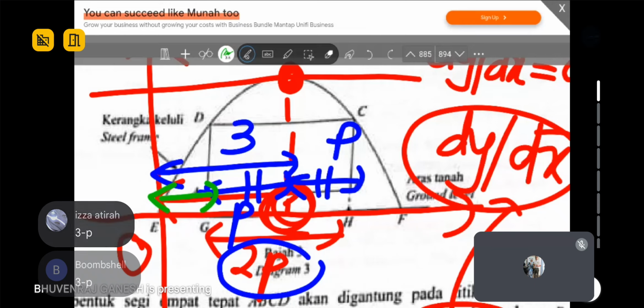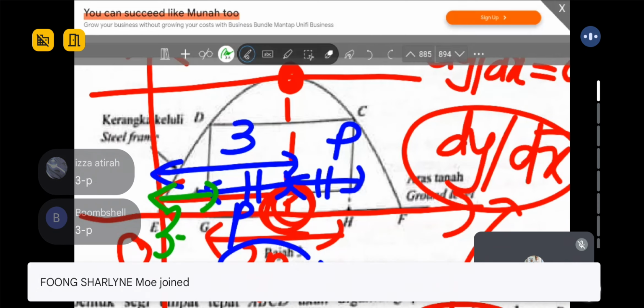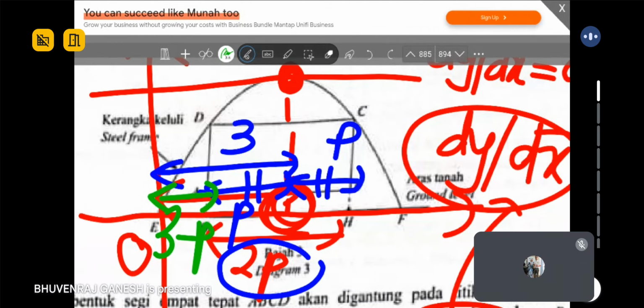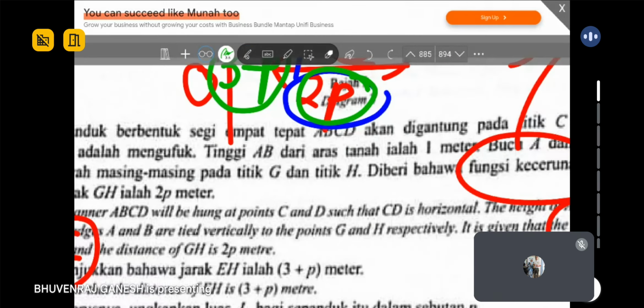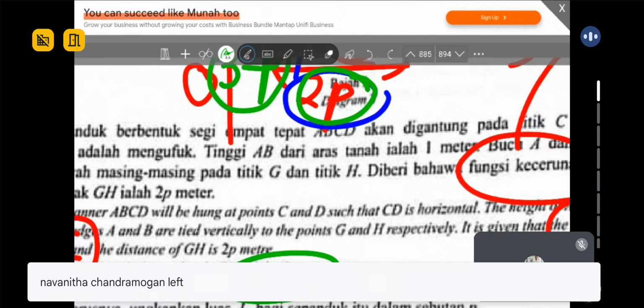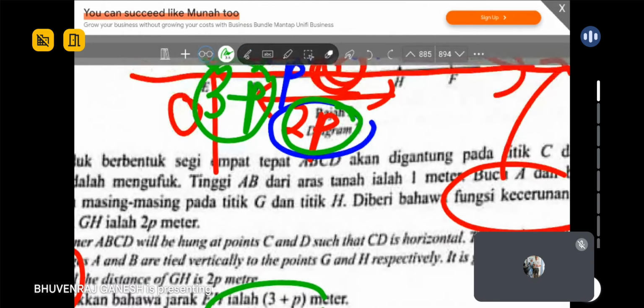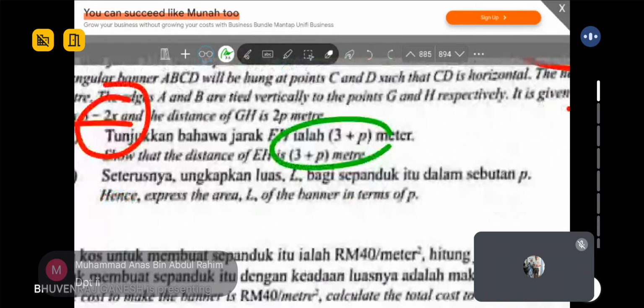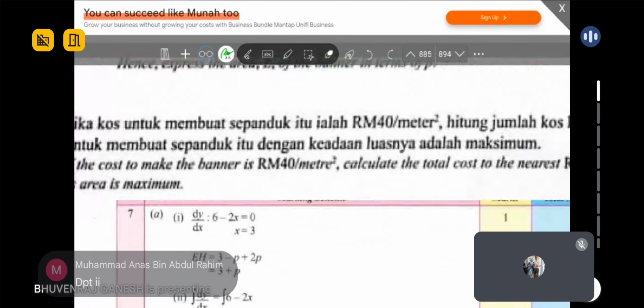Anyone? Yes, 3 minus P. Right? So now you can show EH. Am I right? So EH equals EG plus GH. EG is equal to 3 minus P, GH is equal to 2P. So you add both. Can you get the answer? Yes. 3 minus P plus 2P equals what? 3 plus P.